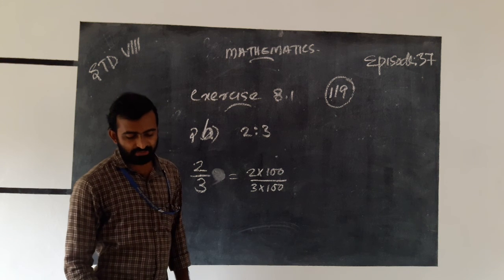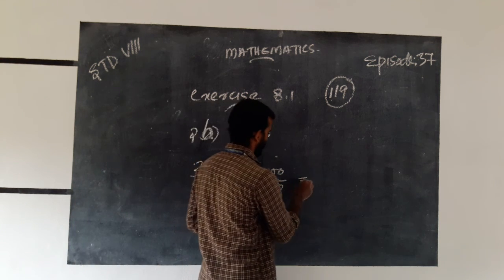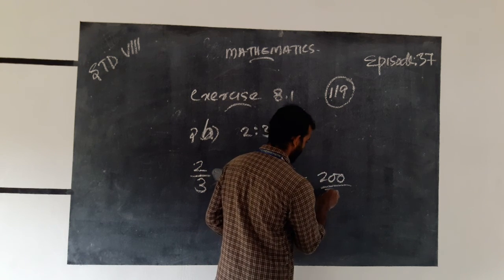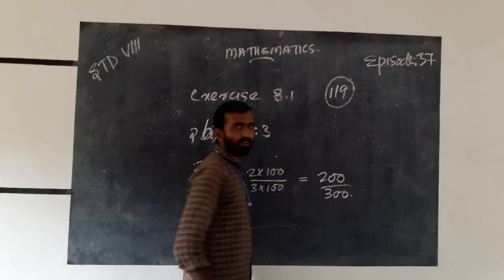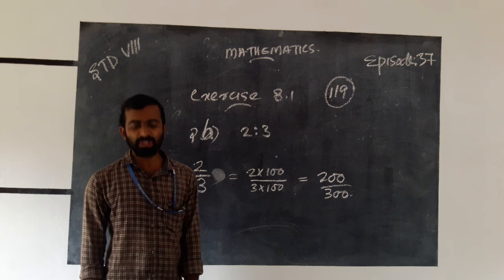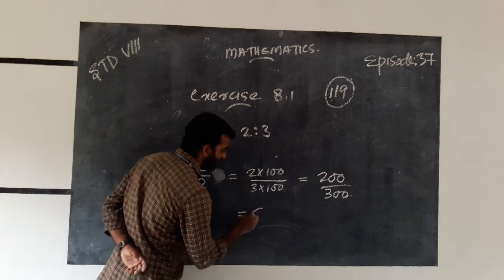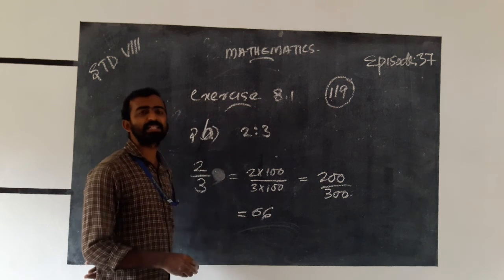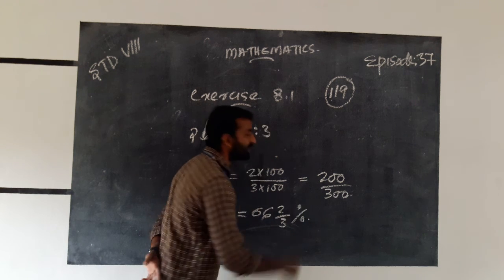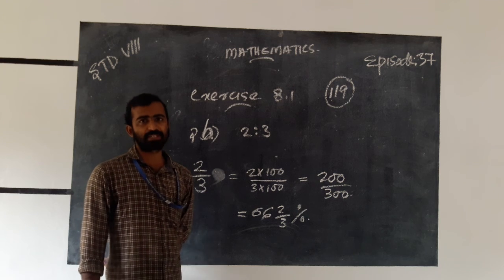Which way do we get it? That is 200 by 300. We can write that as 66 and 2 by 3 percentage. 66 and 2 by 3 percentage.